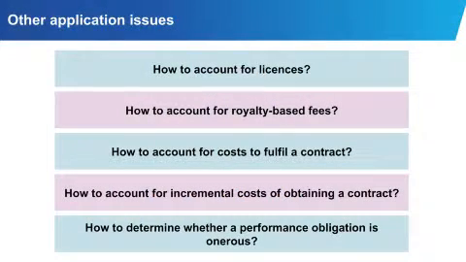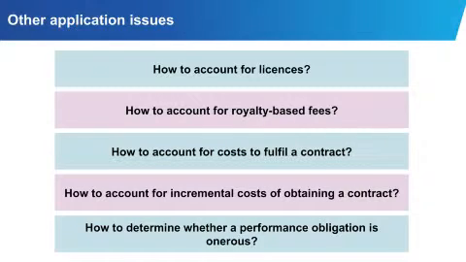Firstly, how to account for licences. A licence provided by a technology company to a customer will give rise to a performance obligation that the technology company satisfies at a point in time when the customer attains control of the licence. Now, for US GAAP reporters, there is a significant change for time-based licences, which under current guidance may be recognised over the life of the licence.